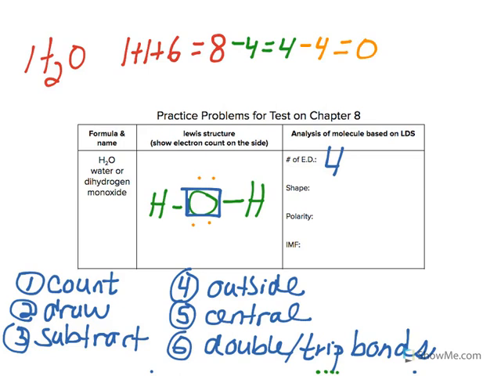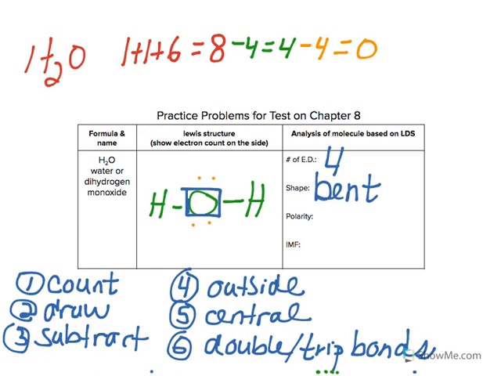So if a molecule has 4 electron domains, it could be one of 3 shapes. It could be tetrahedral, it could be trigonal pyramidal, or it could be bent. And that's based on the number of lone pairs. So we have a table, and if I look on the table, I see 4 electron domains with 2 bonds and 2 lone pairs. The name of that shape is bent.